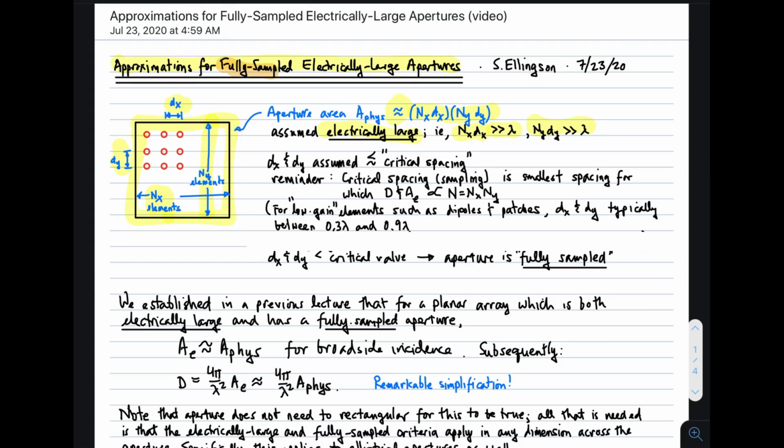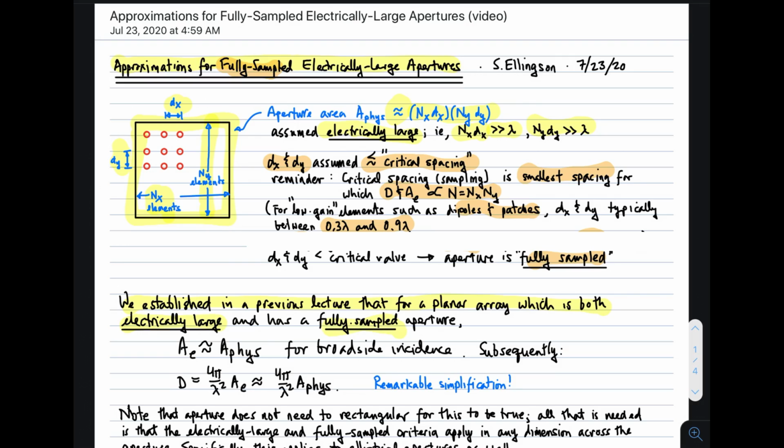Now, addressing the fully sampled part, what we're saying here is that dx and dy are assumed to be less than or equal to the critical spacing. By critical spacing we mean the smallest spacing for which the directivity and the effective aperture are proportional to the number of elements in the array. The specific dimensions in terms of wavelengths depend on the elements. For low-gain elements such as dipoles and patches, we're talking about spacings between 0.3 and 0.9 wavelengths, with 0.5 wavelengths being a common value.